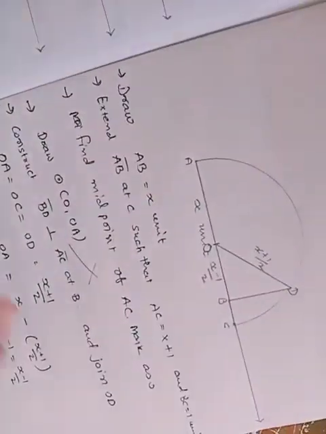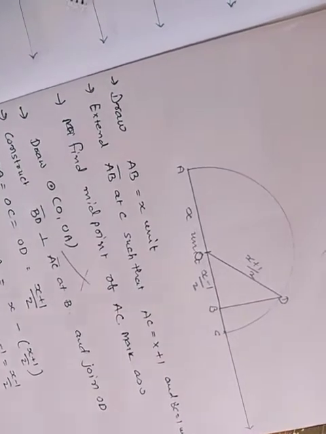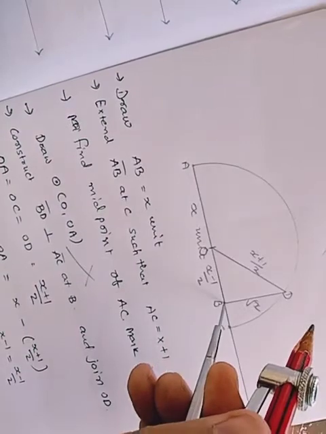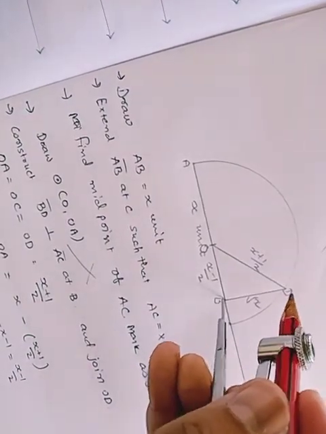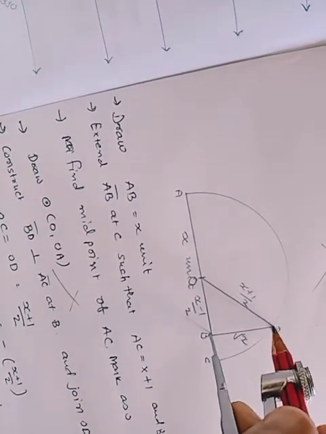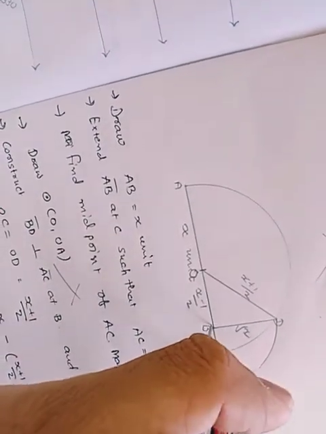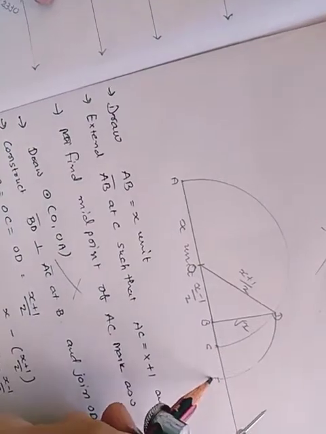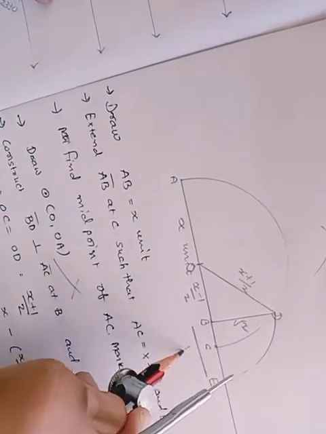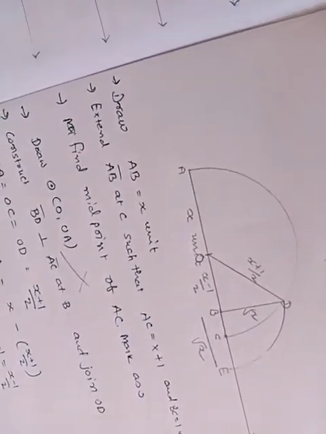So the BD length is root x. So we take B as origin and BD as radius and mark on the line. Then here BE will give us the root x length.